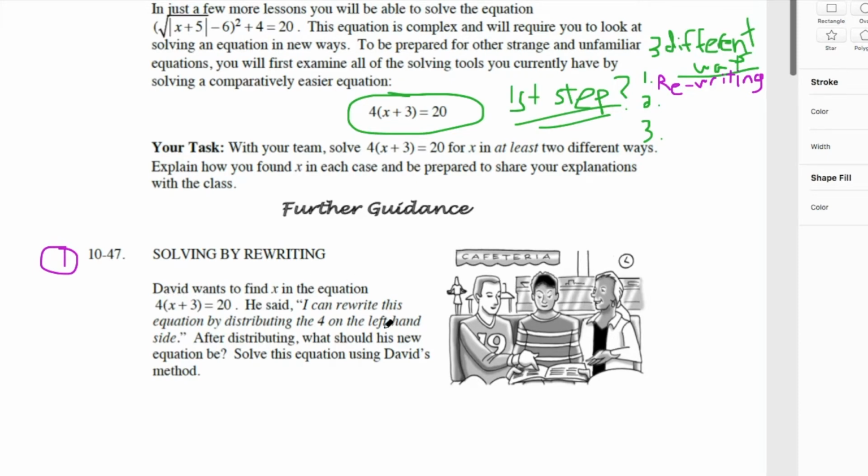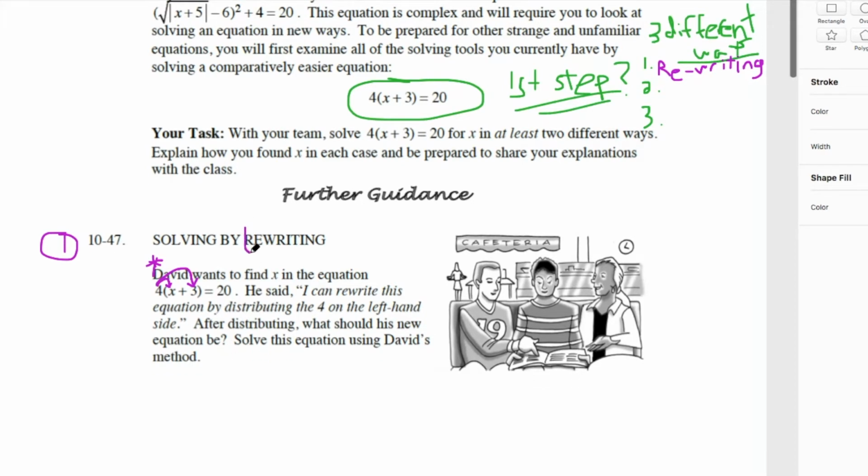So David wants to find x in this equation 4 times the quantity x plus 3 equal to 20. And he said, I can rewrite this equation by distributing the 4. Sure, we have parentheses here. That's pretty complicated. Might as well distribute the 4 on the left side and do what the mathematics is telling us to do on the left side, right? If the mathematics is saying that, hey, this 4 is supposed to distribute into the x term and the 3 term, then you might as well have that 4 distribute over the addition, the distributive property of multiplication over addition, because then it's rewritten, and then at that point you might solve it. Okay, so this is solving by rewriting right here.